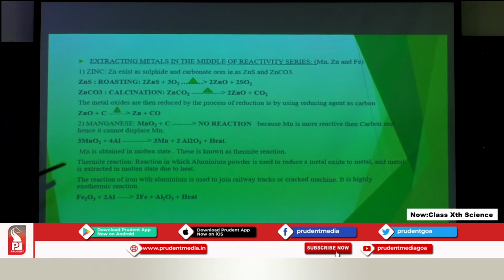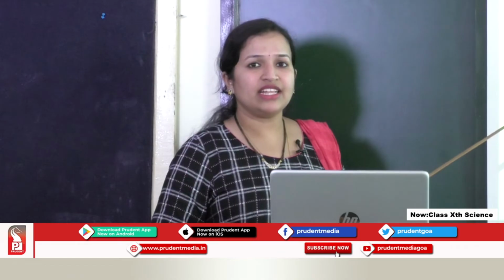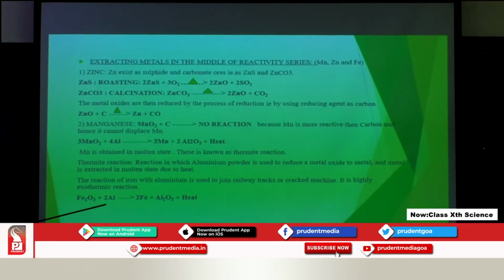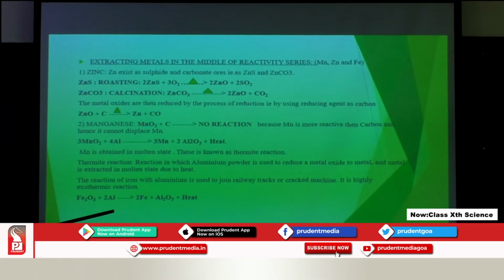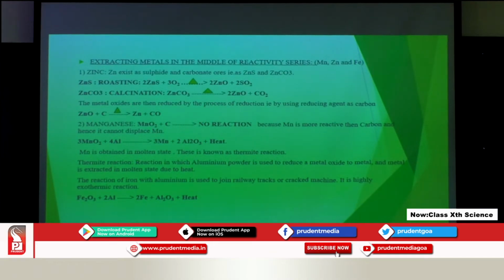For the zinc sulfide ore, since it is a sulfide ore, we will do roasting. Roasting means we are heating the ore in the presence of excess air. When excess air is supplied, we get the formation of oxide. So, zinc oxide will be formed, and sulfur dioxide gas will be evolved in the process. Now, we will take a break for reduction.